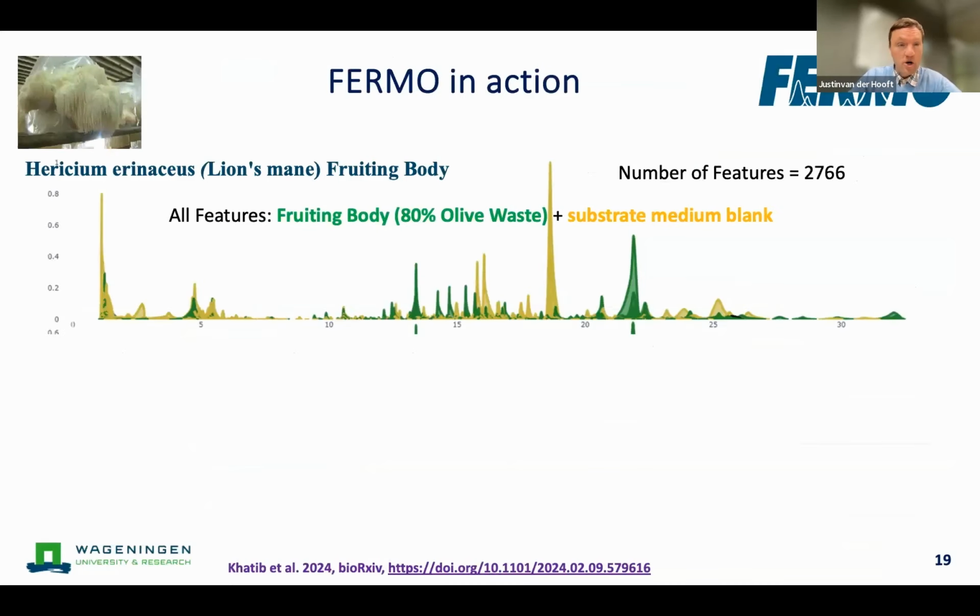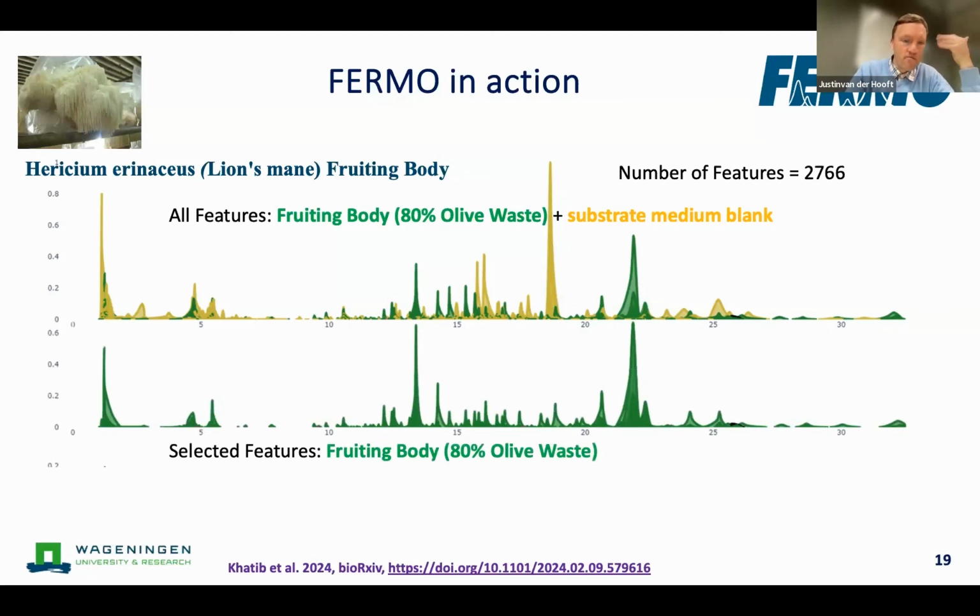So how does it work in action? Here we have an example for the Erythrium, and we see that we have nearly 3,000 features. Now the question is, which features are affected by this solid olive waste that was added to the growth medium? First, we see all the features, but we can already see that if I color the features yellow that are also found in the substrate medium blank, then there's a lot of yellow there. So they are unlikely to be biological, so we can remove them. So now we have only the features in the fruiting body that are present at 80% olive waste.